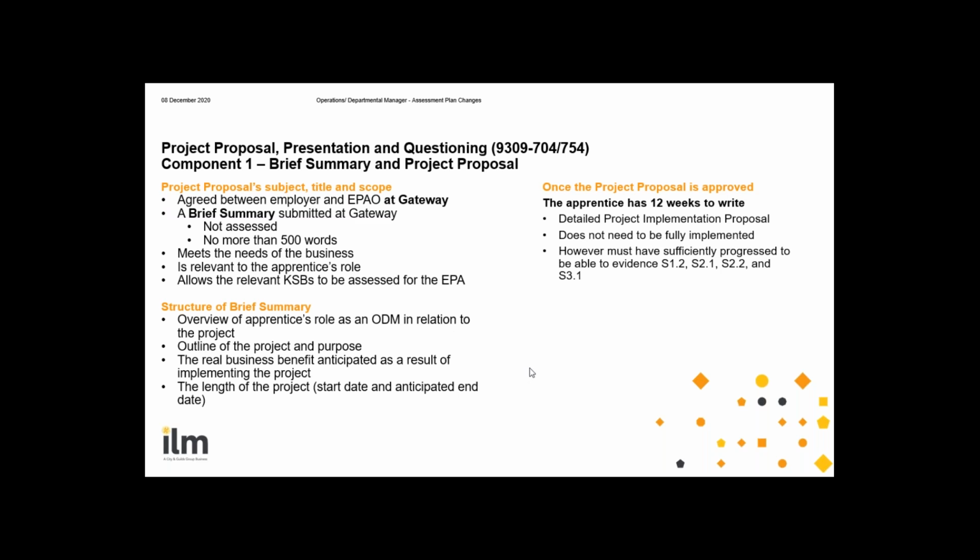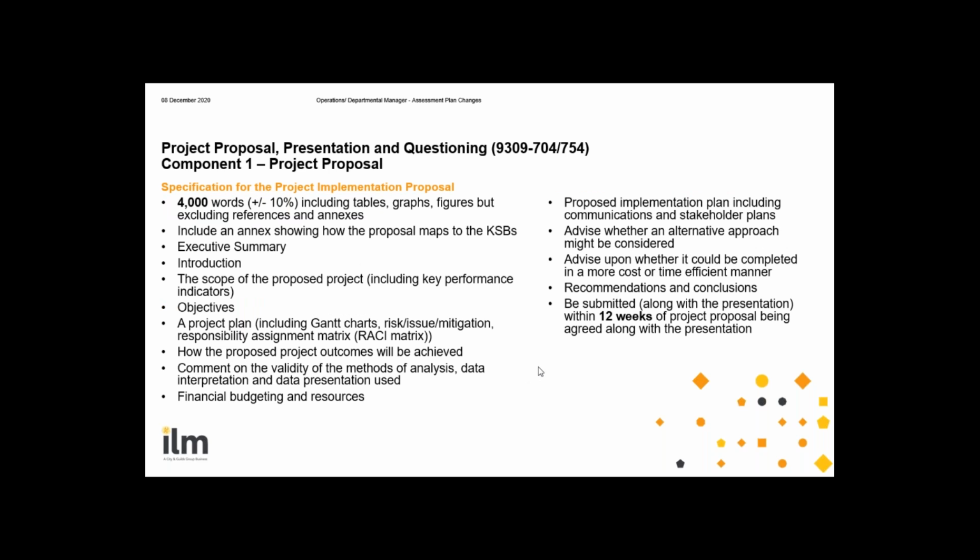So if we now move to the next slide, which is about the project proposal itself. Again, the assessment plan is very specific and gives a lot of guidance about the content of this proposal. It must be a 4,000 words document, plus or minus 10%, which is at the apprentice's discretion, including tables, graphs, and figures, and excluding references and annexes from the 4,000 words count.